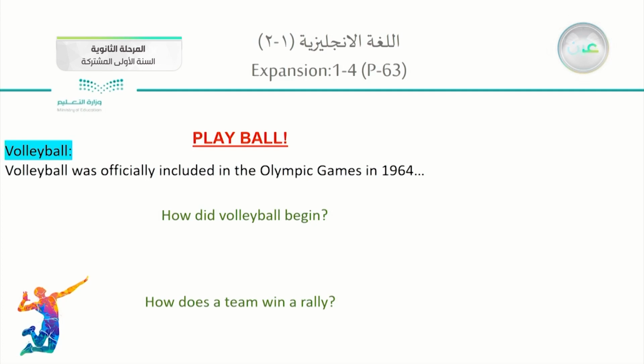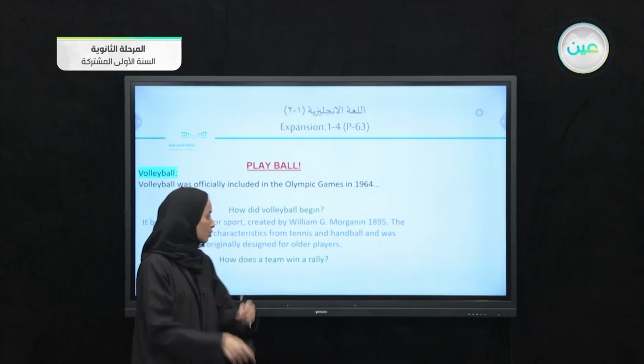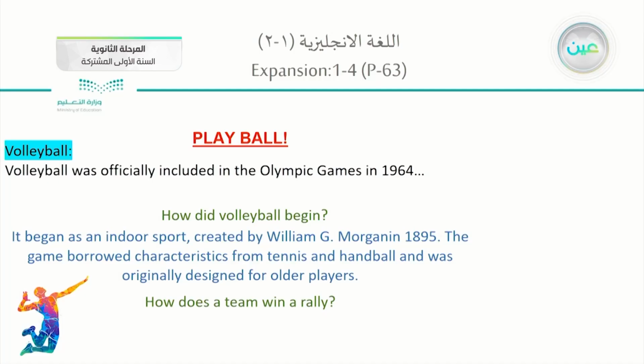Okay, so how did volleyball begin? At the beginning, how did it start? It began as an indoor sport, just like basketball. It was played indoors. Created by William Morgan in 1895, the game borrowed some characteristics from tennis and handball, and was originally designed for older people.